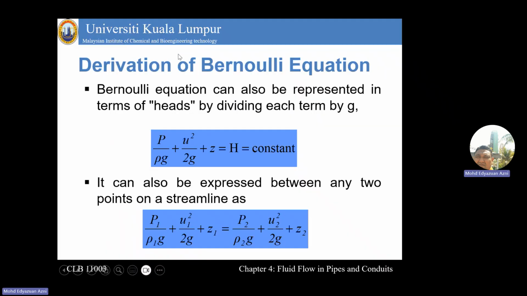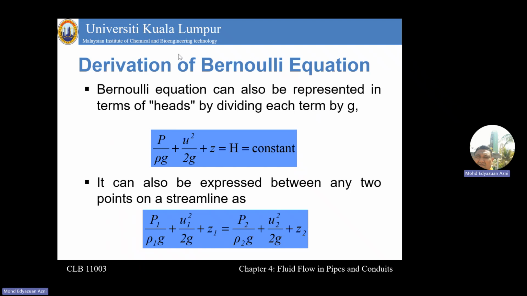Okay, so the continuation on the derivation of Bernoulli equation. Before this, we know Bernoulli equation in terms of pressure. The other way to make it simpler is to represent it in terms of head. We know the pressure head concept from the previous chapter.